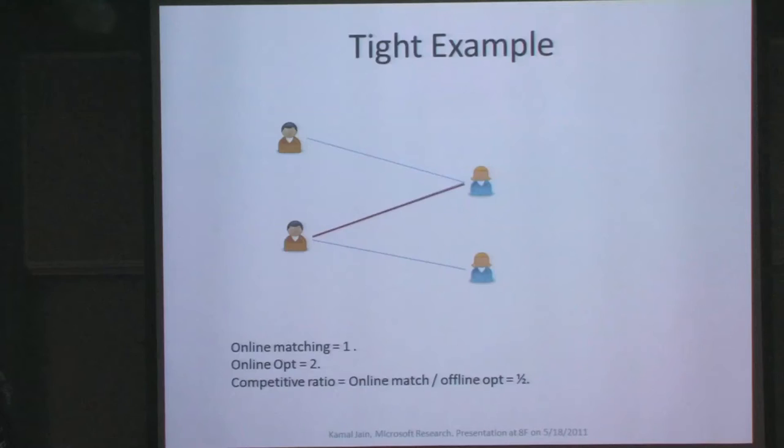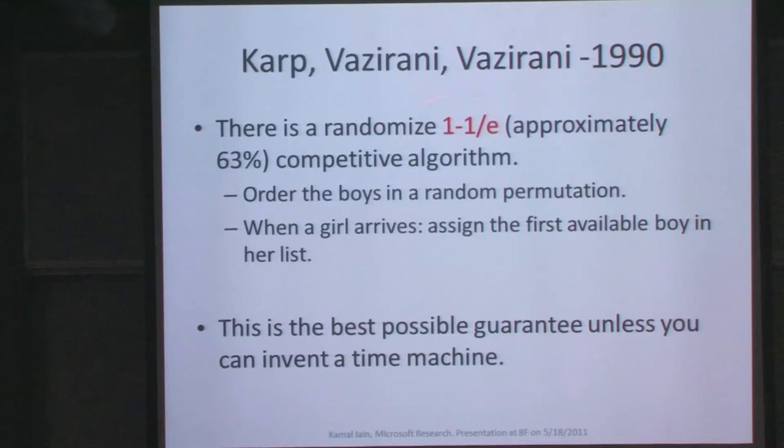Okay. So this was the deterministic case. And then the very nice paper by Karp, Vazirani and Vazirani showed that if you had some kind of randomization, you can improve this factor to 63%, 1 minus 1 over e. And this is essentially the best possible algorithm for this problem. Okay.